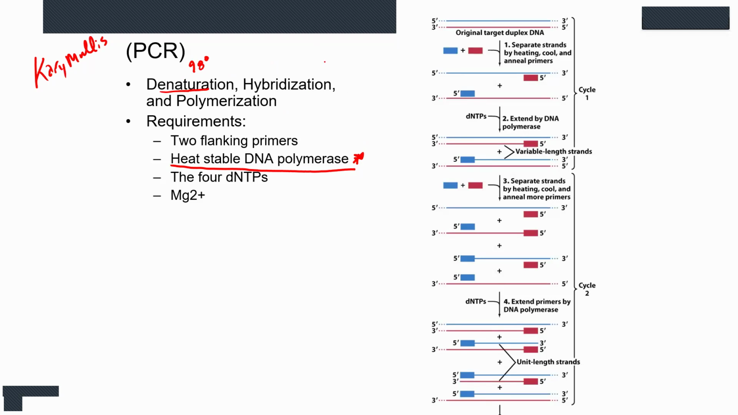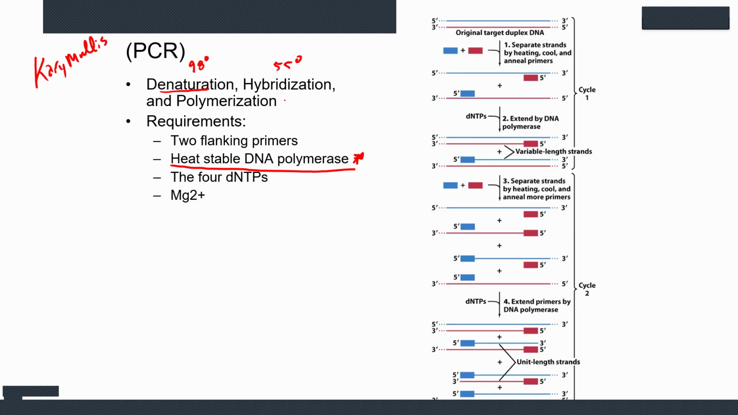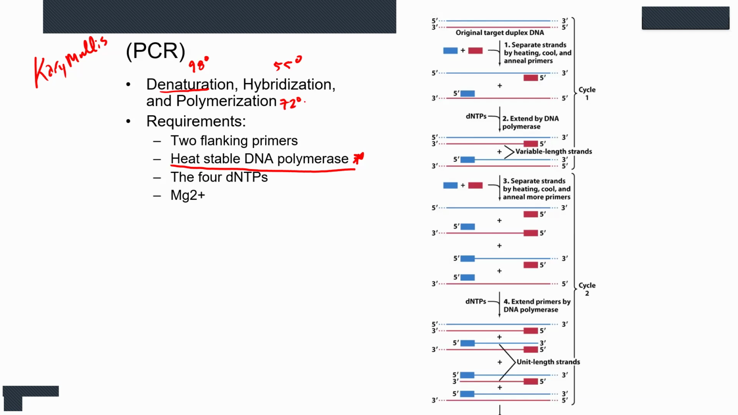Then you have this hybridization step. That takes place at about 55 degrees. And of course, these temperatures are a little bit variable. Then the polymerization, where you're actually synthesizing the piece of DNA, is going to take place at about 72 degrees Celsius. So these are all degrees Celsius.